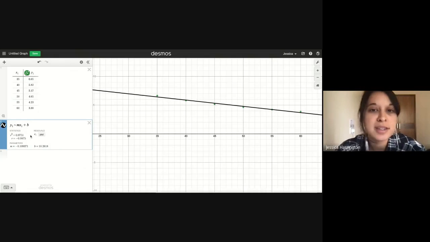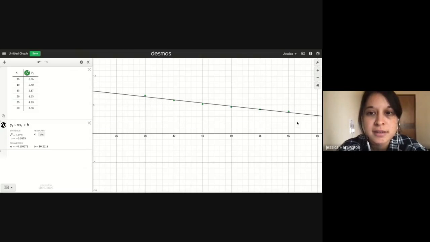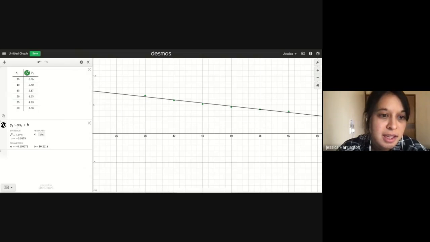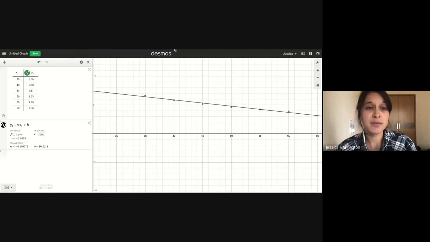And guess what it does? It puts in the best fit line for me. There it is. It's already figured it out, that black line, and it's given me the equation here. It says that m is negative 0.109371, and it tells me my b, my y-intercept, is 10.2618. So I can take all of this off of here and use that for the equation of my line.